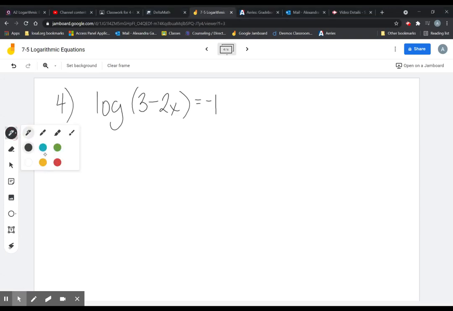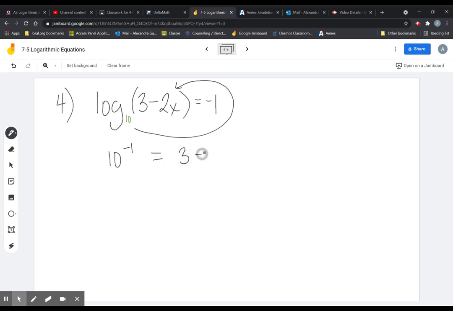Last one in this section, we have this guy, base 10. We're going to loop because the log is by itself, so it's 10 to the negative 1 is equal to 3 minus 2x. Now, a negative exponent will mean we have a fraction. So it's actually 1 over 10. And now we'll solve for x by subtracting 3 from both sides.